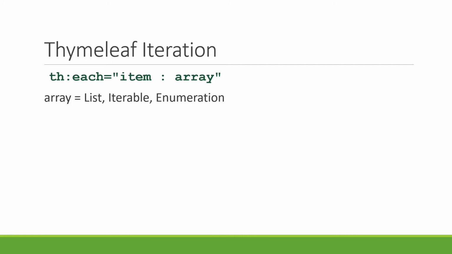Anything that's not one of those things is just treated like a list with only one element inside it. Item contains the current element or object for the current iteration. Again, it's just like a for each loop. The item is only visible inside the element in which this each attribute is used, so it's local to that element and any nested elements inside it. So again, it's just like a for each loop.